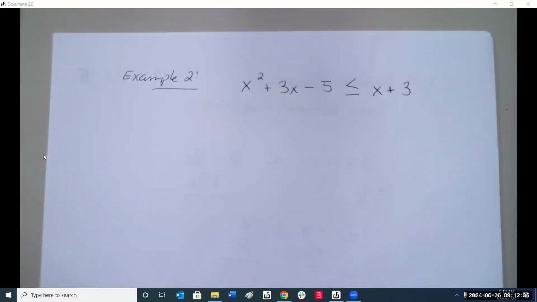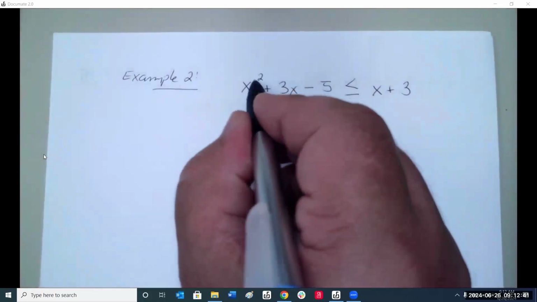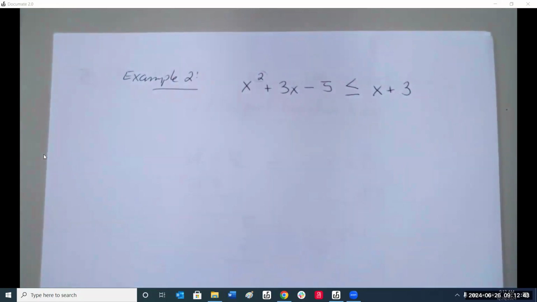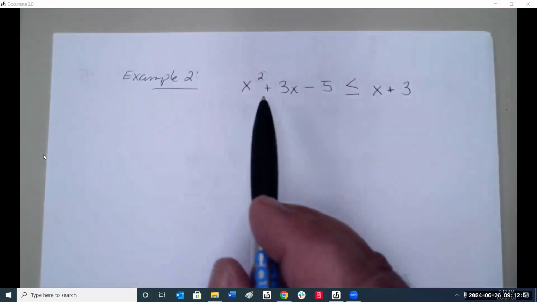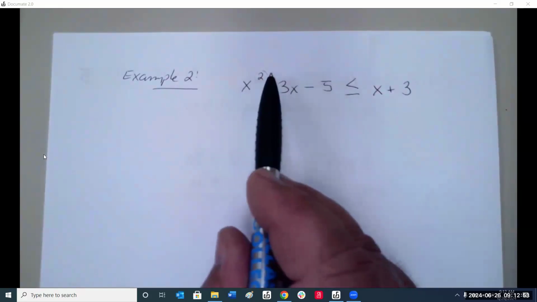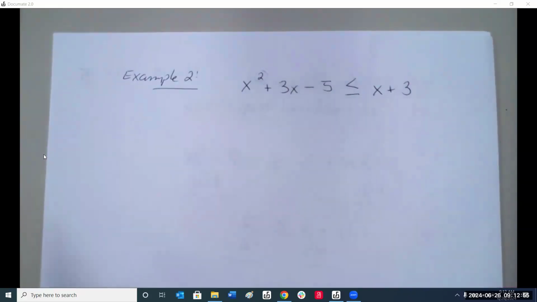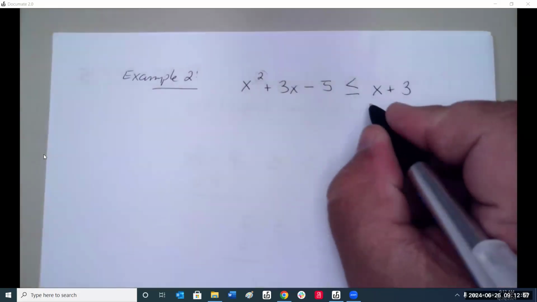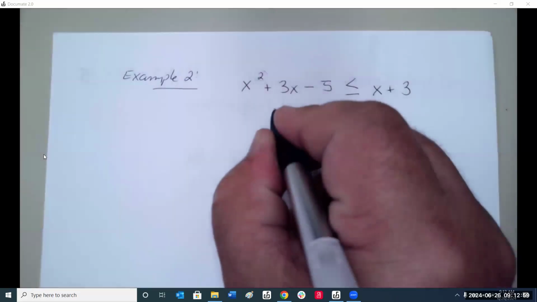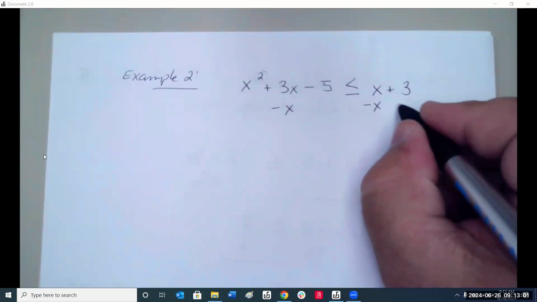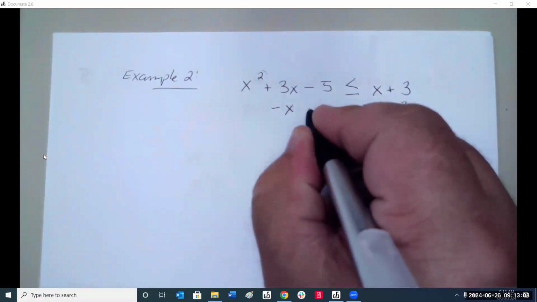What kind of equation is this one? Quadratic, because the largest exponent is 2. So what does that mean we have to do with both sides? Has to be one side. If the degree of the equation is bigger than 1, then everything has to go to one side. So we have to subtract x, and we have to subtract 3.